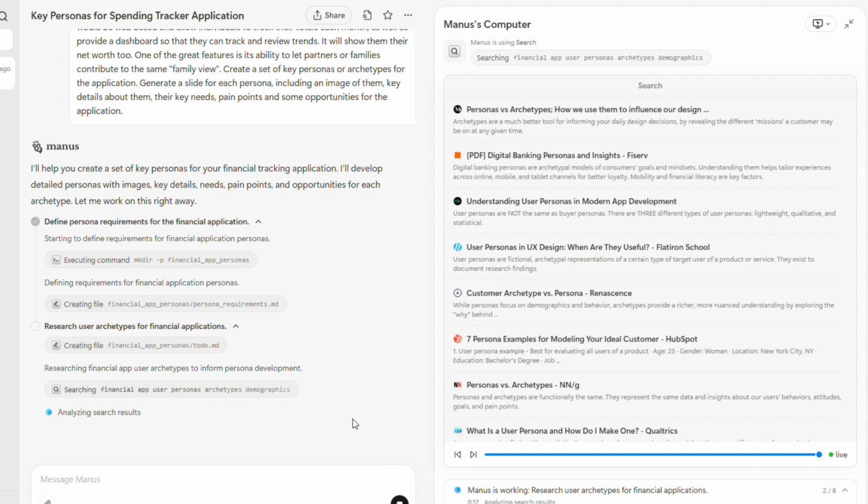Manus AI got to work immediately. It started by researching personas and archetypes, understanding the differences between them and how they're used. I noticed it pulled information from various sources at this point, including product planning sites and even content from institutions like Yale University, which I was totally impressed by.